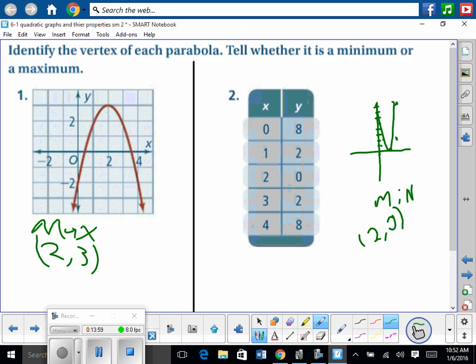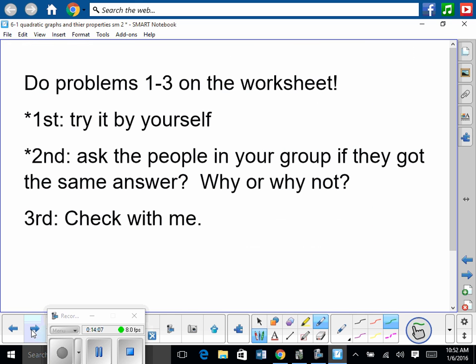Perfect. Does everybody see how to do that? Very good, Gary. Perfect. Absolutely correct. Okay, any questions? Gary, you're awesome. Thank you. All right, 1 through 3. Do those on the worksheet. I'm going to give you 1 minute or 1.5 minutes on the clock. That's all it should take you.